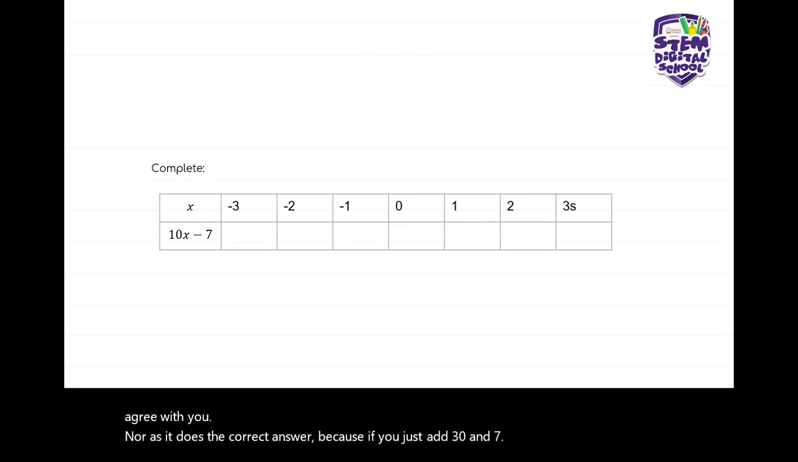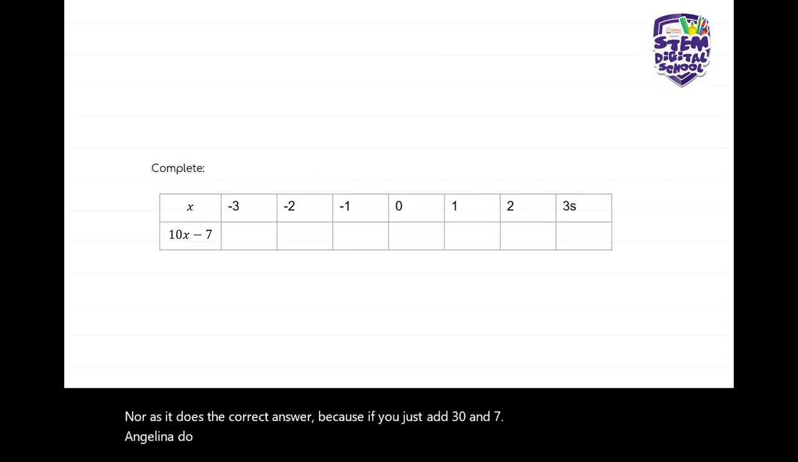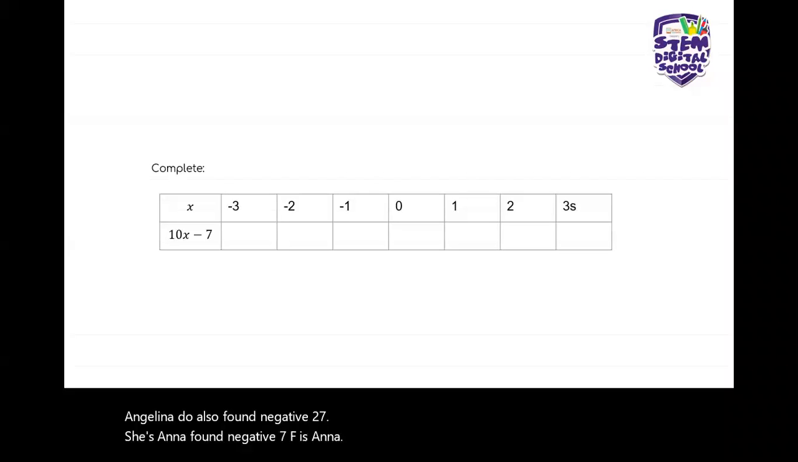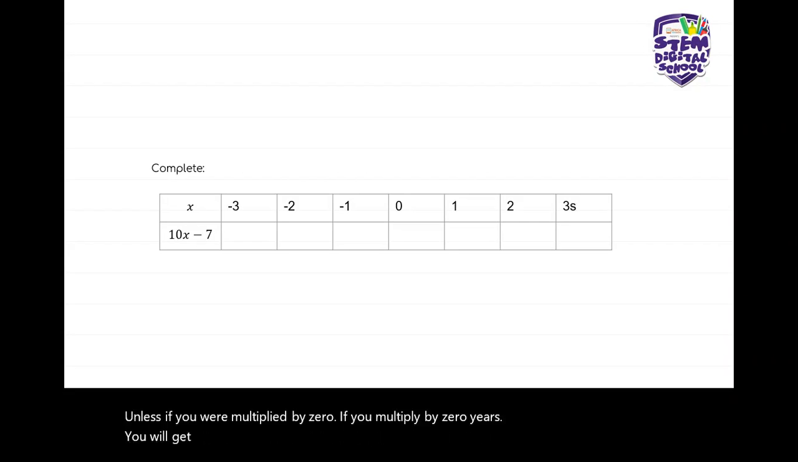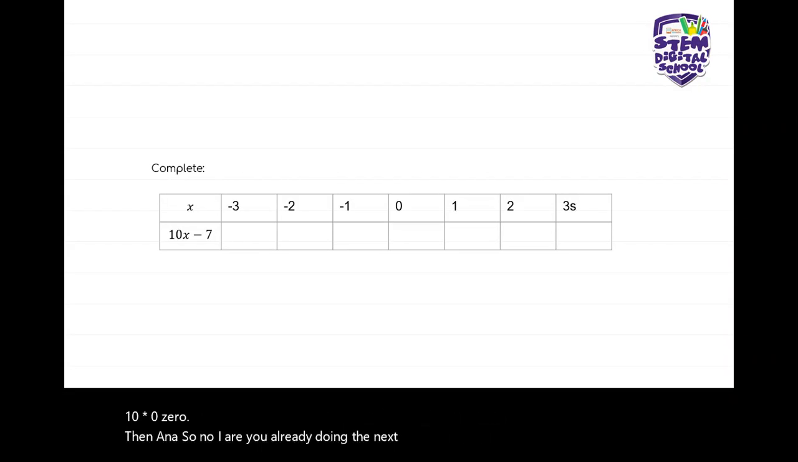Angelina Due also found -37. Fizana found -7. Fizana, unless you were multiplying by 0. If you multiply by 0, yes, you will get -7, because remember that 10 times 0 is 0, and then -7. Oh, are you already doing the next one? The fourth one, in fact, Fizana.